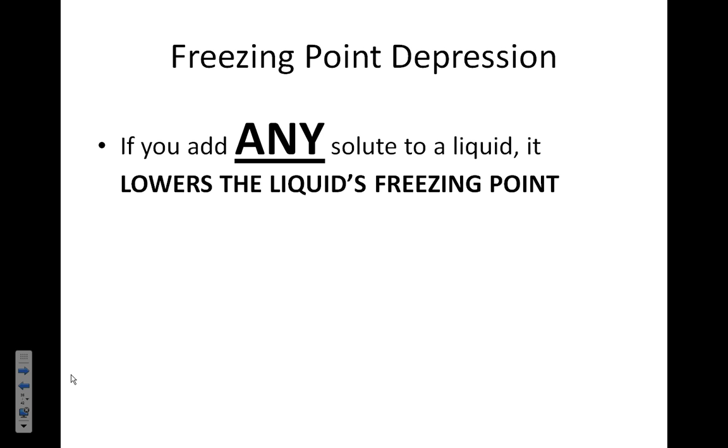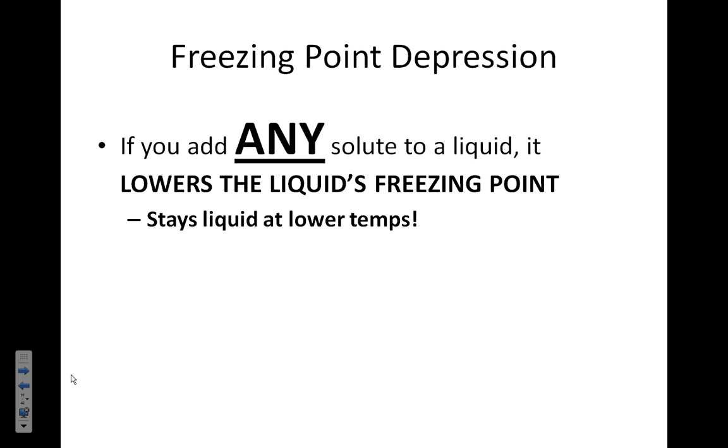So what do we do to ensure that we're not like the pansies in Virginia who have to shut everything down if there's just the slightest dusting of snow on the road? What do? Well, first of all, we plow, but also we salt the roads. The fact that we add salt to the ice and then the salt melts the ice, that is an example of what I'm talking about here. Freezing point depression. If you add any solute to a liquid, it lowers the liquid's freezing point.